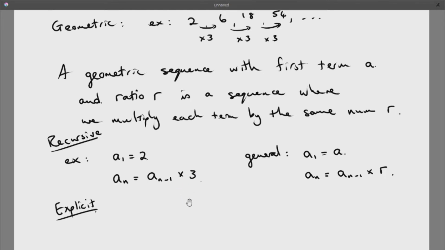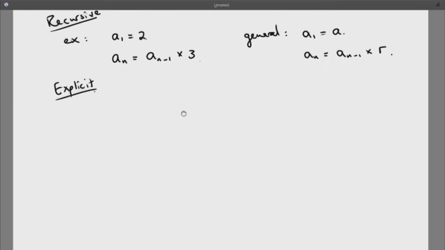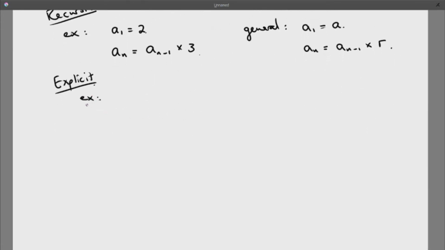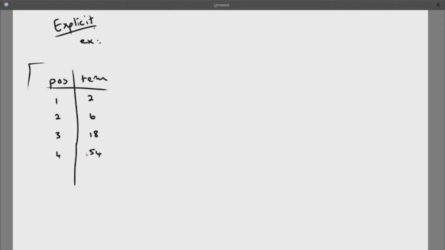For the explicit formula, I'll use my example, 2, 6, 18, 54, and just try and see what is the pattern here. So I'll do this on the side since it's not necessary. I just want to convince myself. So position 1 was the number 2, position 2 had the number 6, position 3 had the number 18, position 4 had a 54, and if we keep going, maybe do one more. Position 5 would be the 54 times 3, which would be 162. And then we can keep going, but that should be enough.